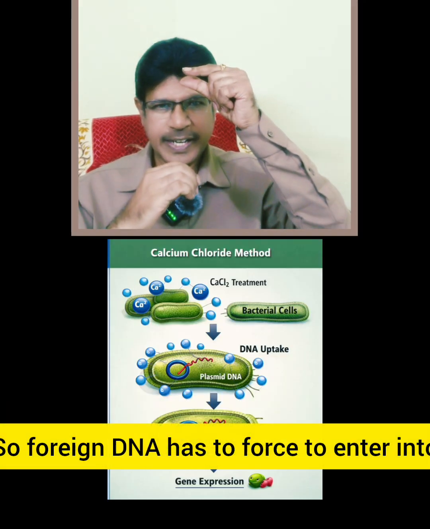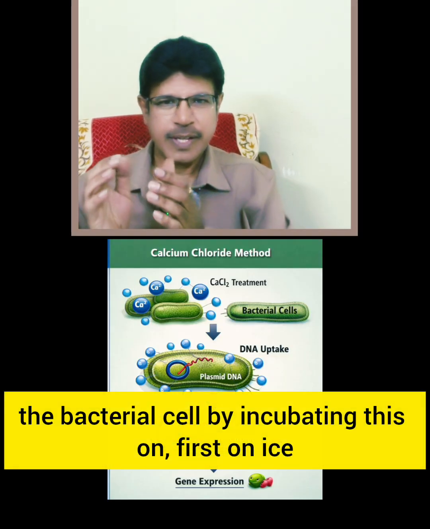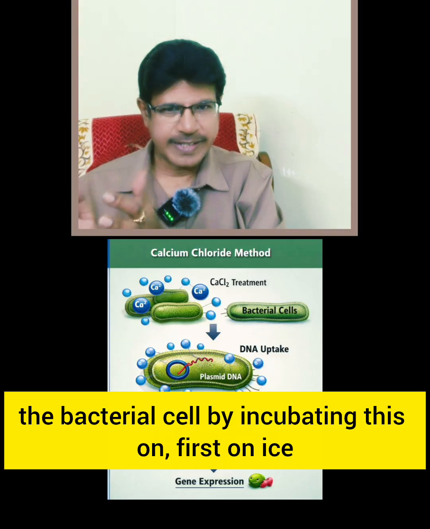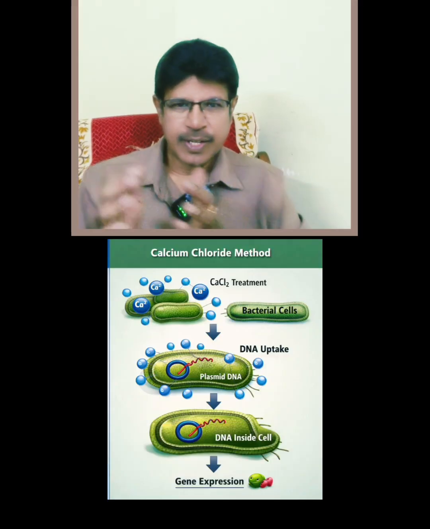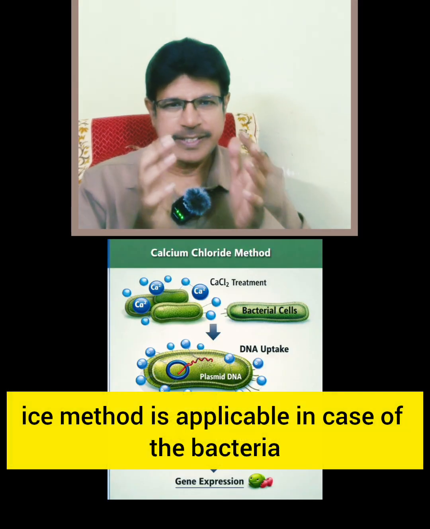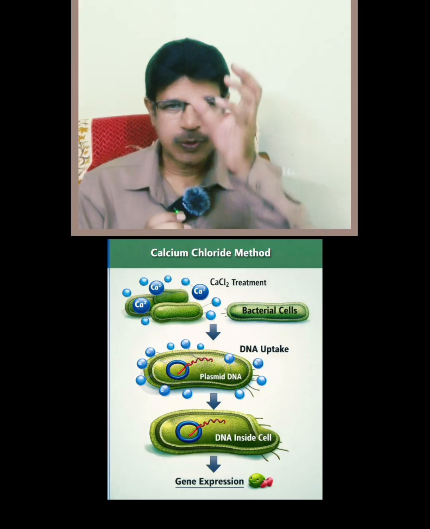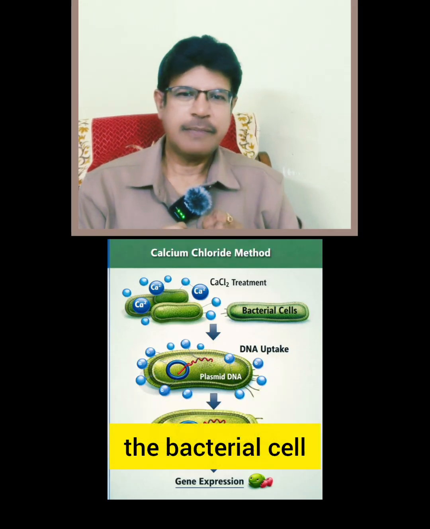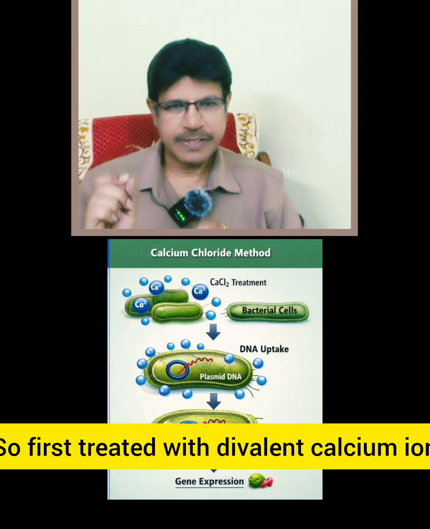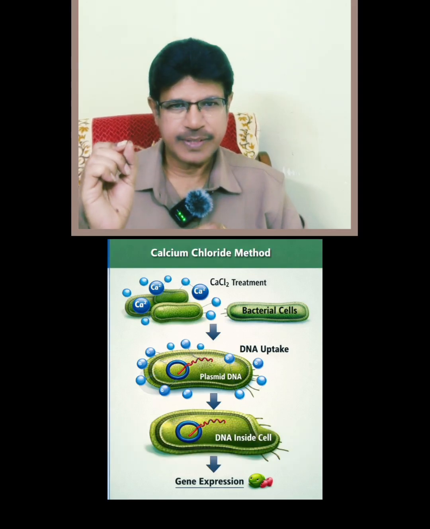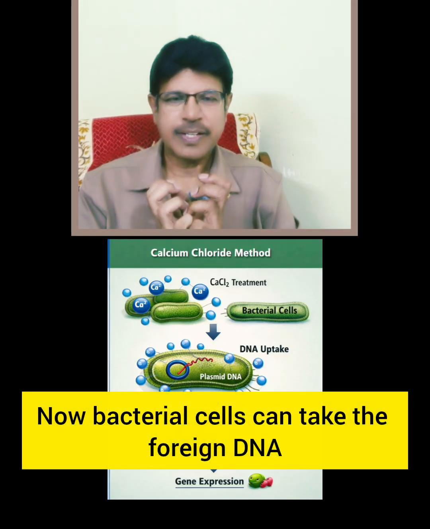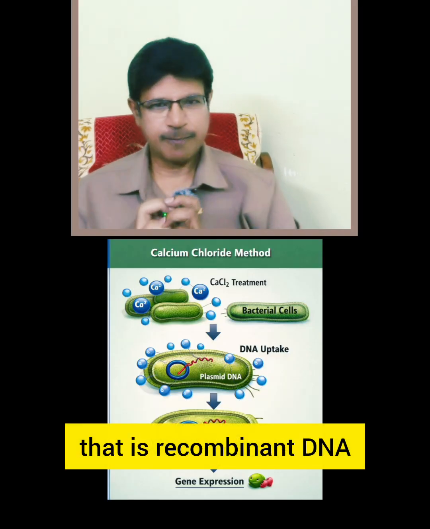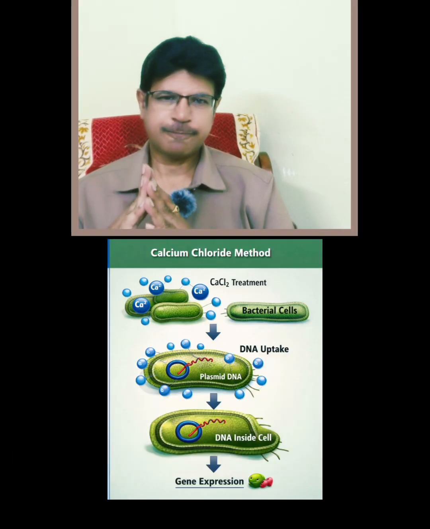So the foreign DNA is forced to enter the bacterial cell by incubating first on ice, followed by a 42 degrees centigrade heat shock, then ice. So the ice, heat shock, ice method is applicable in the case of bacteria. Now recombinant DNA forcefully enters the bacterial cell. So first treat with specific divalent calcium ion, then incubate on ice, heat shock, and ice. Now bacterial cells can take up the foreign DNA, that is recombinant DNA. It is applicable in the case of bacteria.